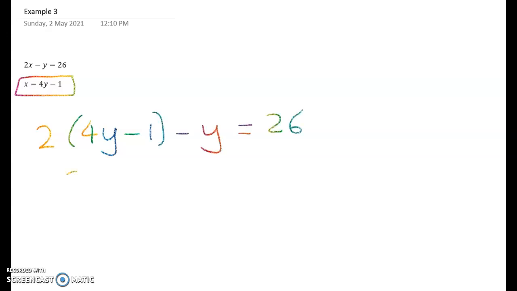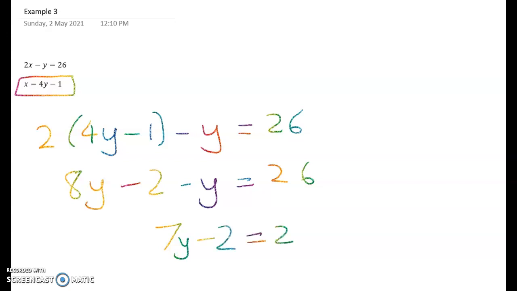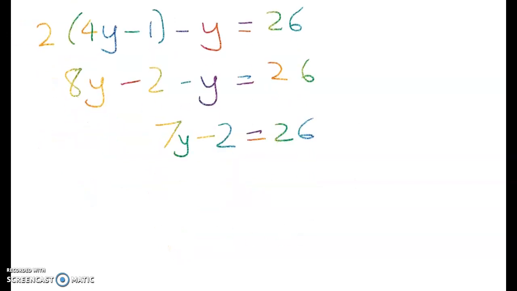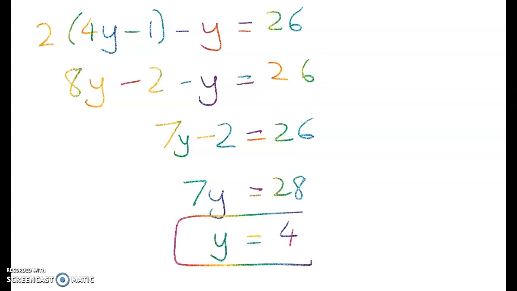Okay, so we've got x equals 4y take away 1. We're going to substitute that in and we get 2 times 4y minus 1 minus y equals 26. 8y minus 2 minus y equals 26. 7y minus 2 equals 26. 7y equals 28. y is equal to 4.